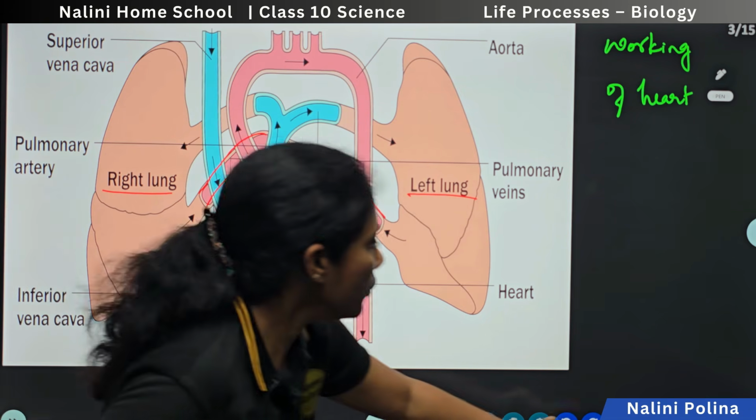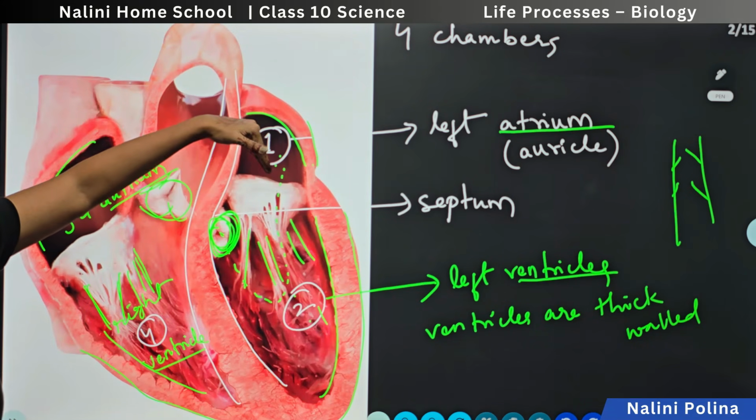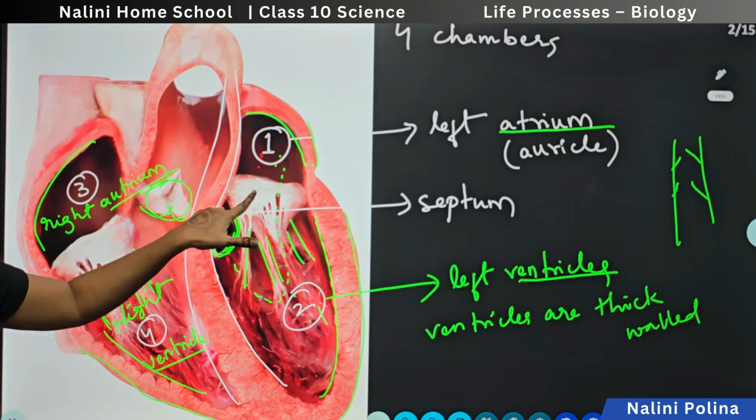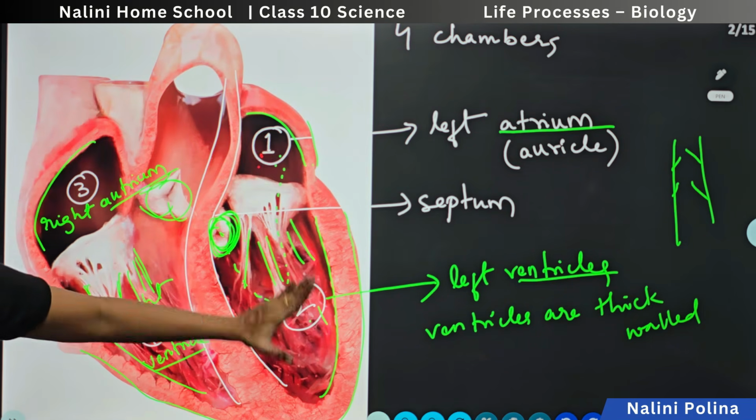So I have shown the valves, no? Yes, the blood has come to the left atrium. From here it is passing to the left ventricle, and there are the valves. So the moment it contracts, all the blood will move to the ventricle.